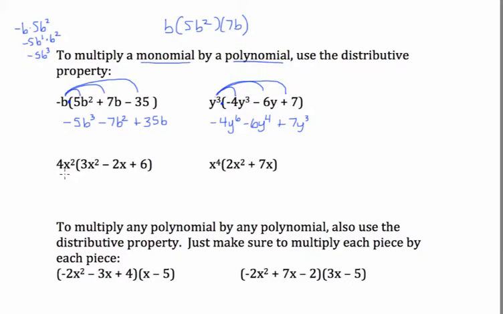4x squared times 3x squared minus 2x plus 6. So again, my terms, 3x squared minus 2x plus 6. I'm going to distribute 4x squared to each of those. 12x to the fourth minus 8x to the third plus 24x squared. Remember, I'm multiplying like bases, so I'll add the exponents. 2x to the sixth plus 7x to the fifth.